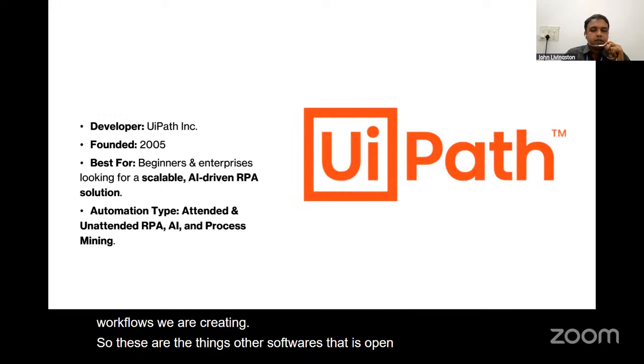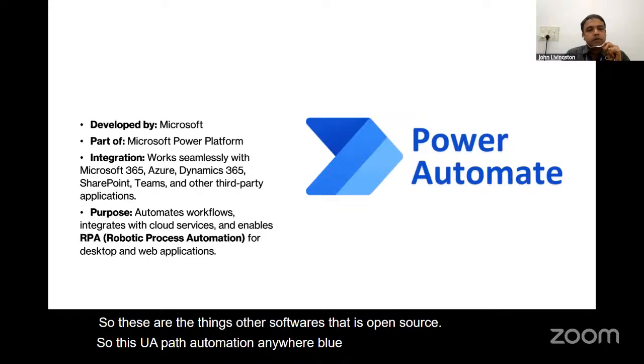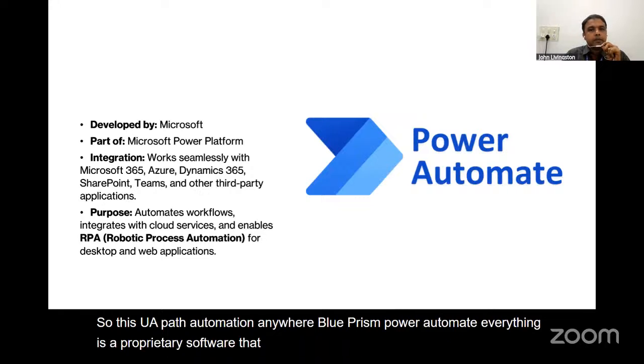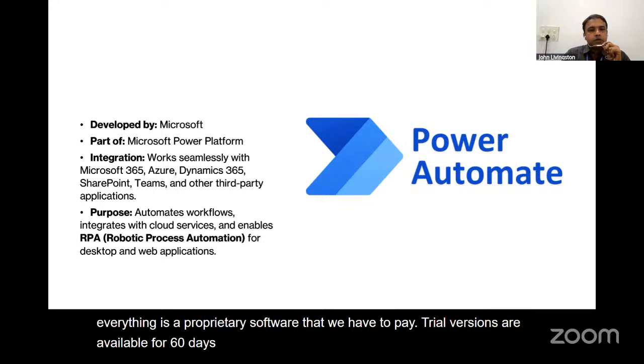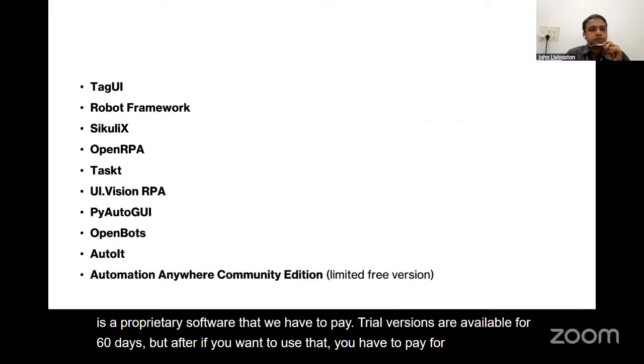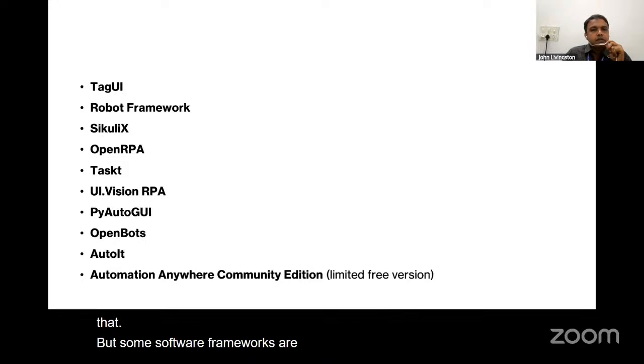UiPath, Automation Anywhere, Blue Prism, Power Automate, everything is proprietary software that we have to pay for. Trial versions are available for 60 days, but after that, if you want to use it, you have to pay for it. But some software frameworks are there which are free to use.